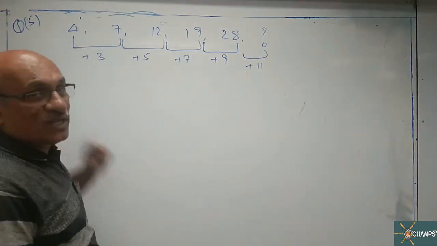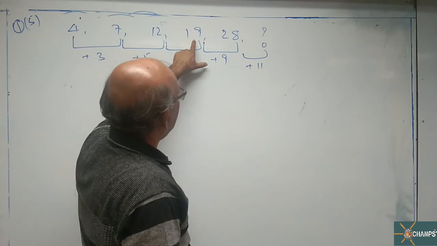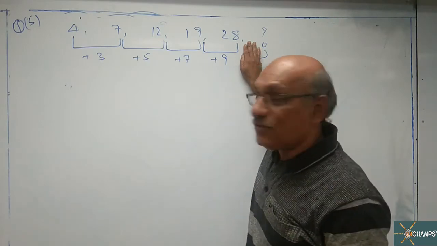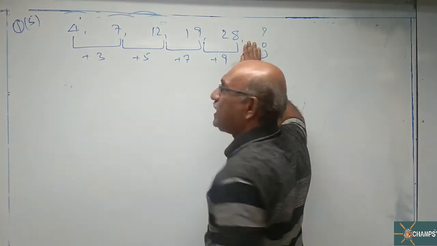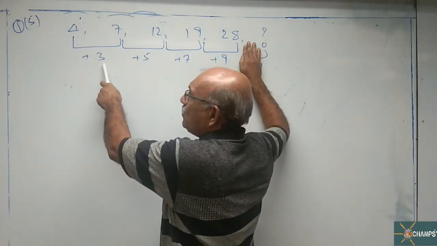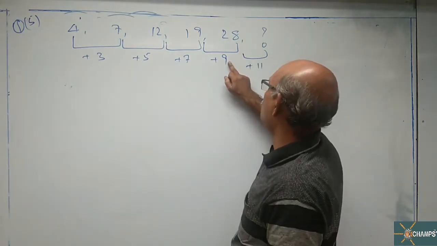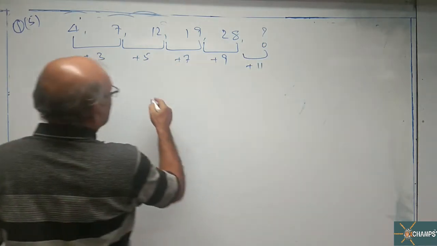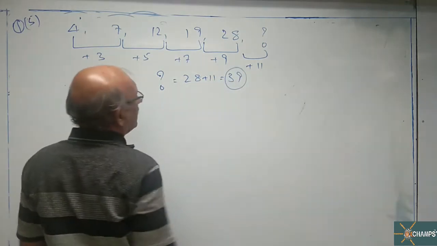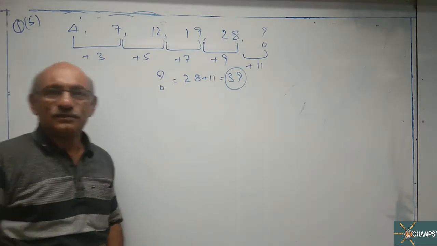4 plus 3, 7, sir. 7 plus 5, 12. 12 plus 7, 19. 19 plus 9, 28. After reaching this stage, look at this: 3, 5, 7, 9. It is in arithmetic progression with common difference 2. By adding 2 to 9, just I am adding 2 to this number, plus 11. So question mark is equal to 28 plus 11, which is 39.